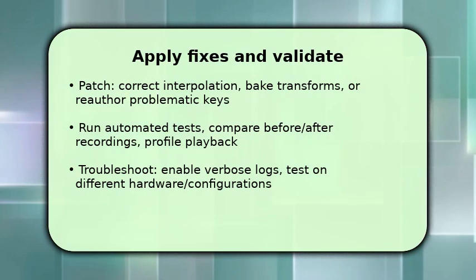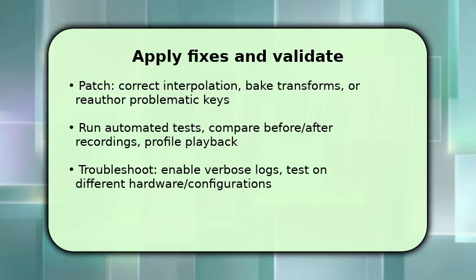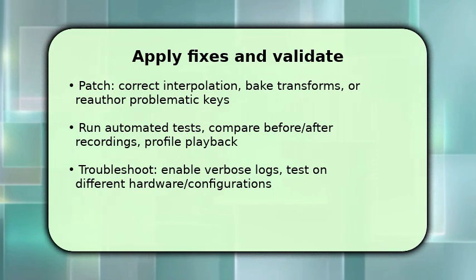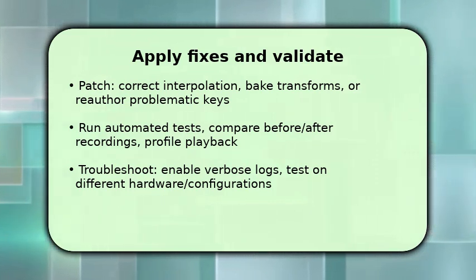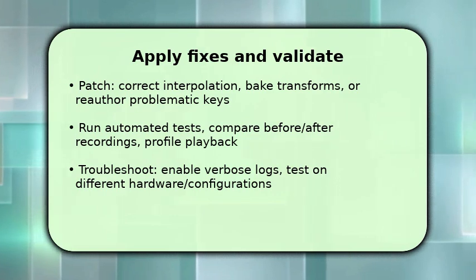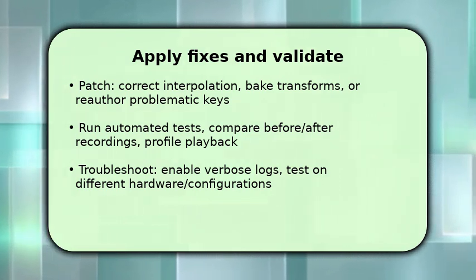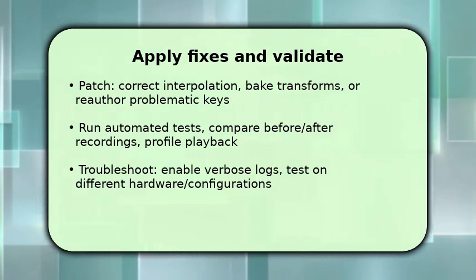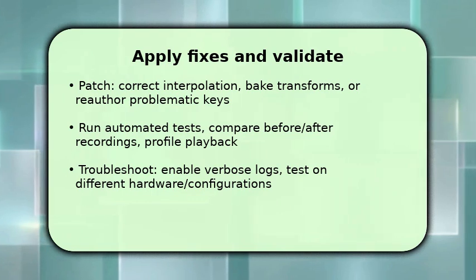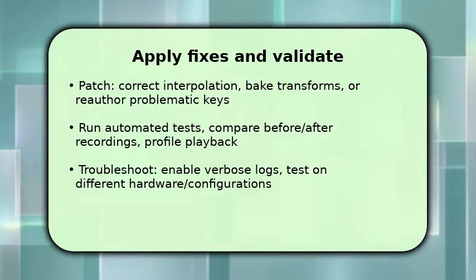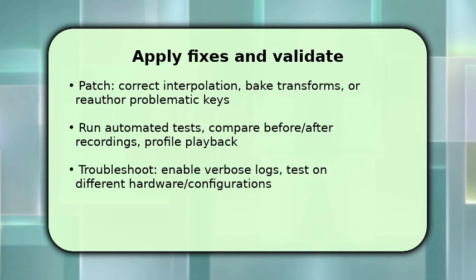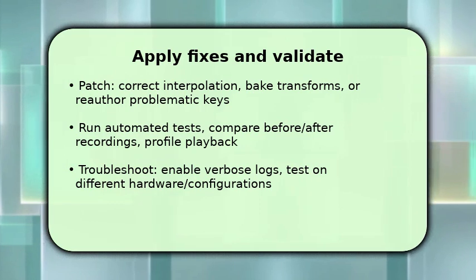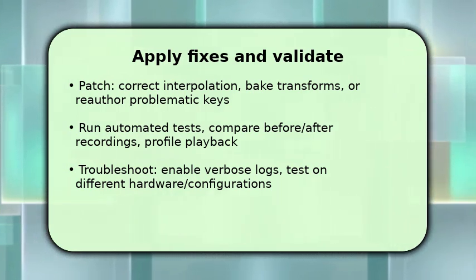You are in the final stage. Implement the chosen fix and validate thoroughly. If needed, reauthor or bake transforms, correct interpolation or sampling rates, and re-export using reliable settings. After applying the change, run automated and manual tests, capture before and after recordings, and profile playback to ensure performance remains stable. If things go wrong, enable verbose logs, test on alternate hardware and engine versions, and isolate whether the bug is deterministic. That single troubleshooting tip often exposes hidden dependencies or timing issues.